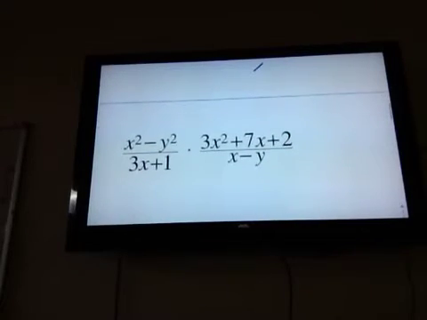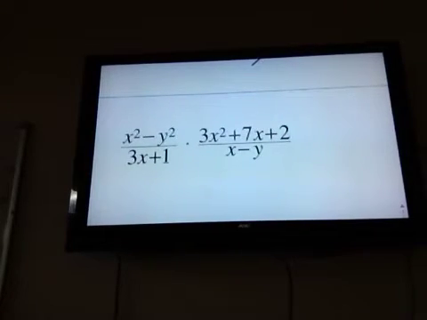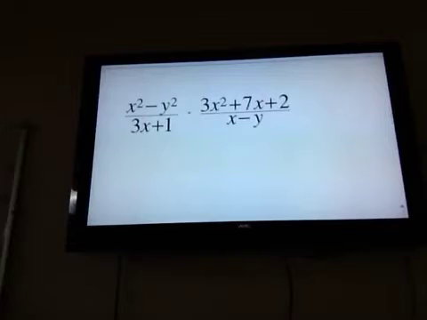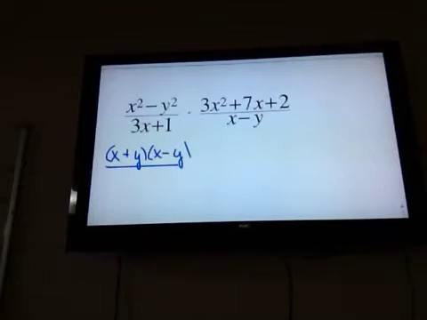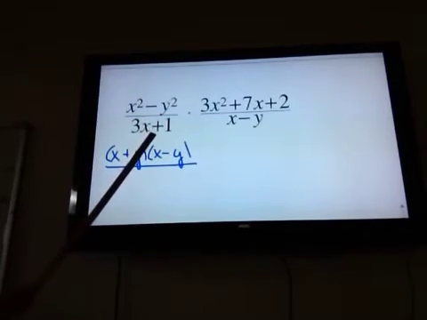Lots of room there. Okay, next one here. A little bit bigger looking. First numerator. Common factor? No. Difference of squares? Yes. 2 terms. Difference of squares. So x times x, y times y, plus and minus. In my denominator, 3x plus 1. Common factor, no. Difference of squares, no. So just leave it.